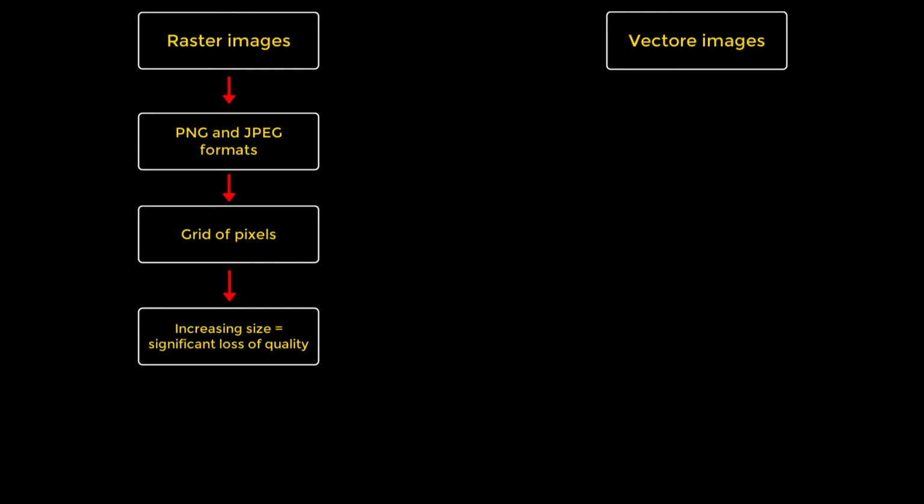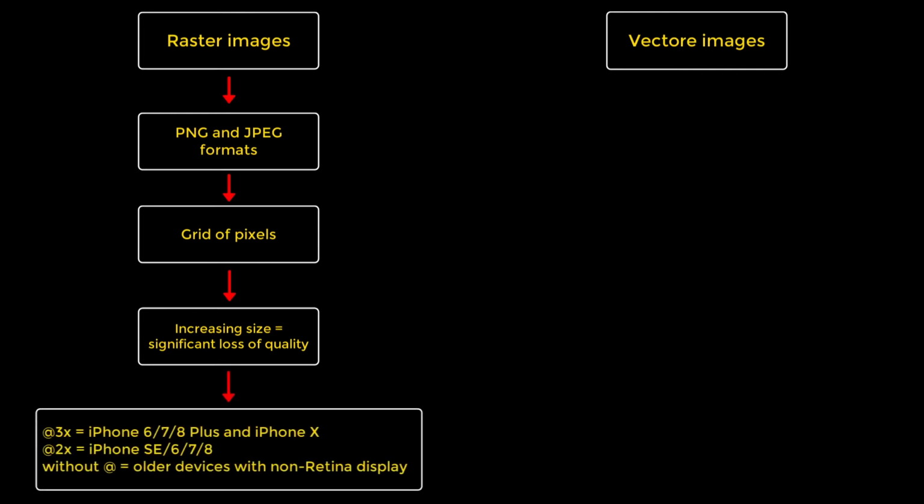In this example, the image files prefixed by user3 come with 3 versions. The one with the @3x suffix, which has the highest resolution, is for iPhone 6, 7, 8 Plus and iPhone X. The one with the @2x suffix is for iPhone SE, 6, 7 and 8, while the one without the @ suffix is for older devices with non-retina display.